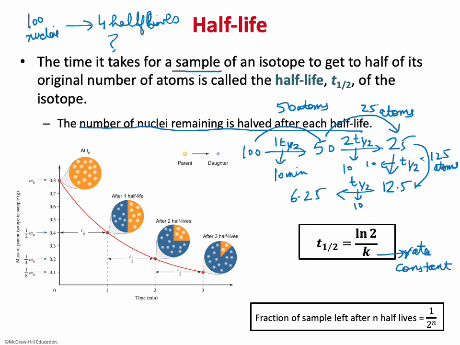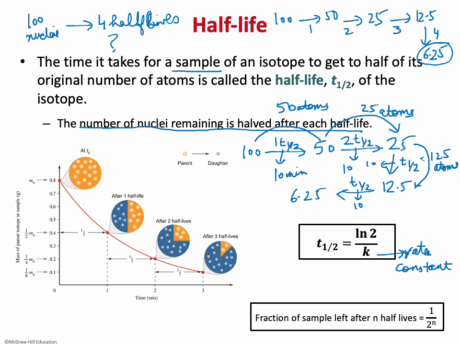So you can either do this one step at a time. 100 will become 50, that's 1 half-life. Then it would become 25. Then it would become 12.5, that's third half-life. Then after fourth half-life, we would have 6.25 left. So how much is left? 6.25. Or there's an easier formula for this.